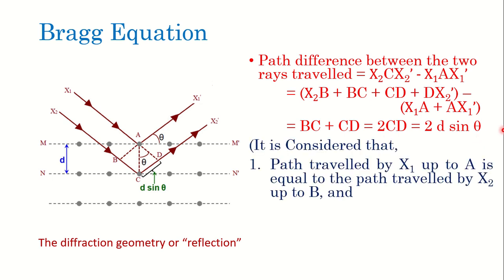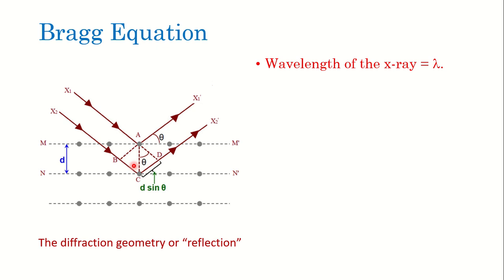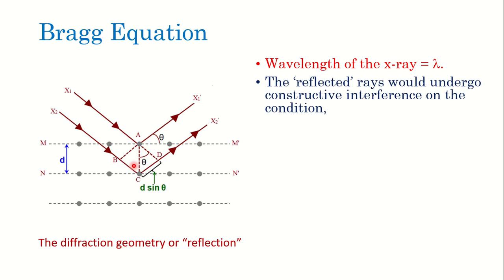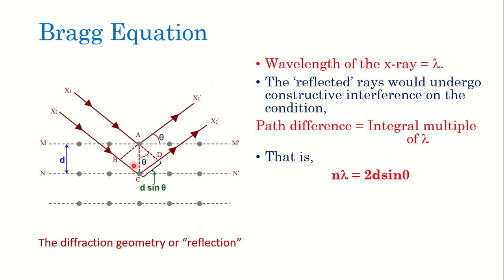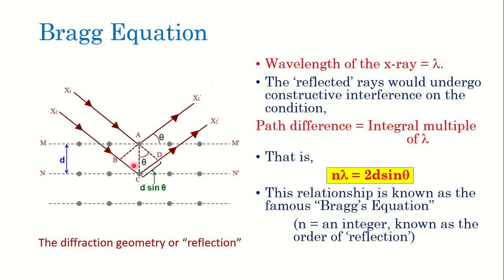Now it is considered that the path travelled by X1 up to A is equal to the path travelled by X2 up to B, which we already had considered. Secondly, the path travelled by X1 from A to X1 prime is equal to the path travelled by X2 from D to X2 prime. These two already have been considered. Now the wavelength of the X-ray is assumed to be lambda. The reflected rays would undergo constructive interference on the condition that the path difference must be equal to an integral multiple of lambda, that is n lambda. So the condition is n lambda equals 2d sin theta. n is the order of reflection, and this is known as the Bragg equation.